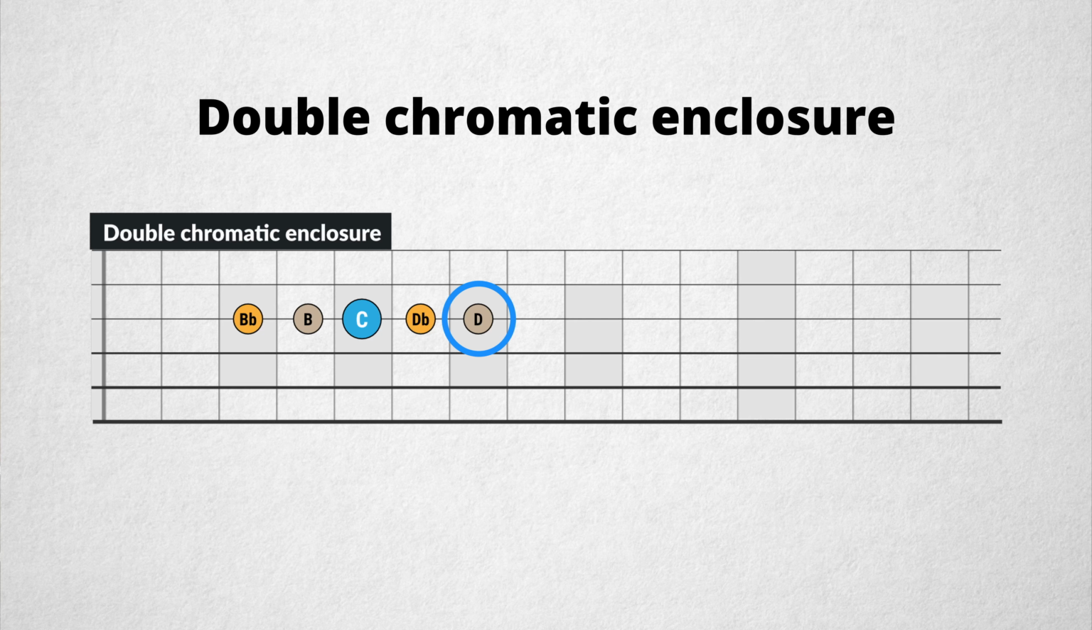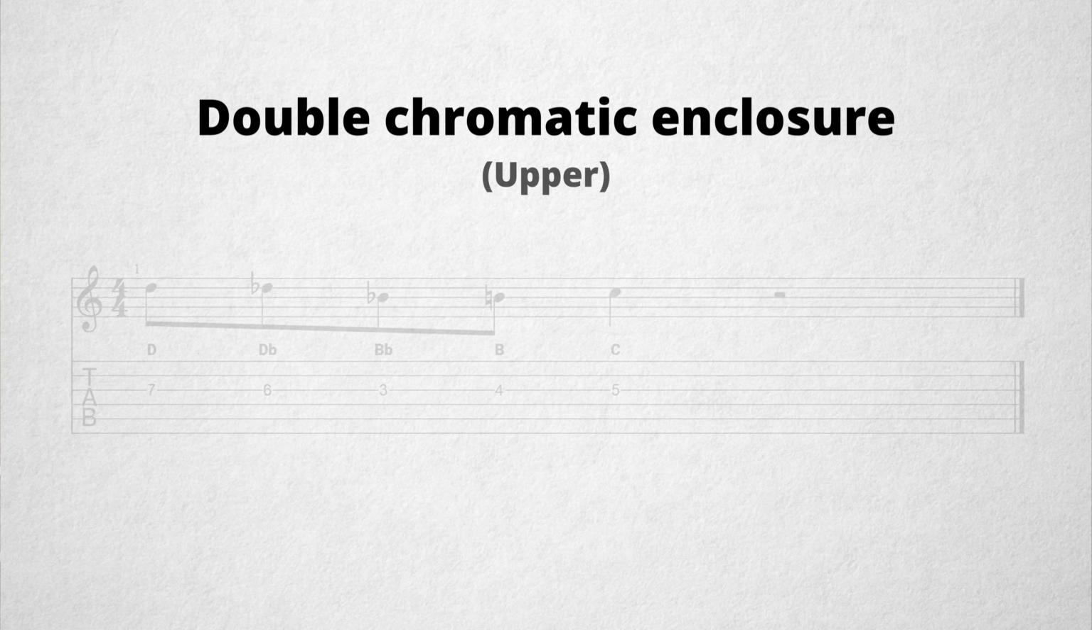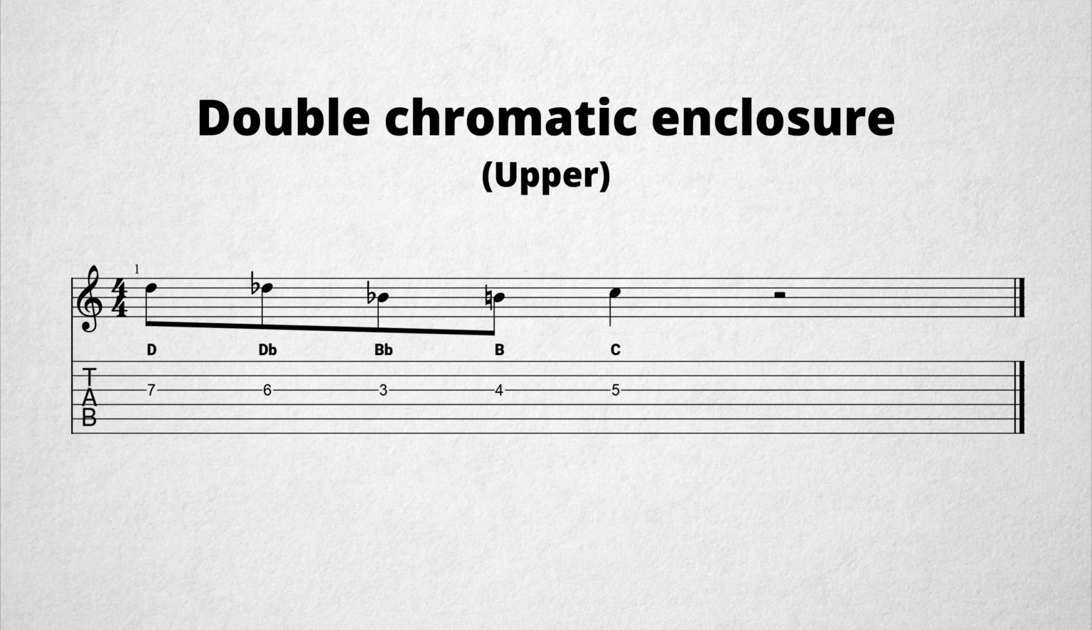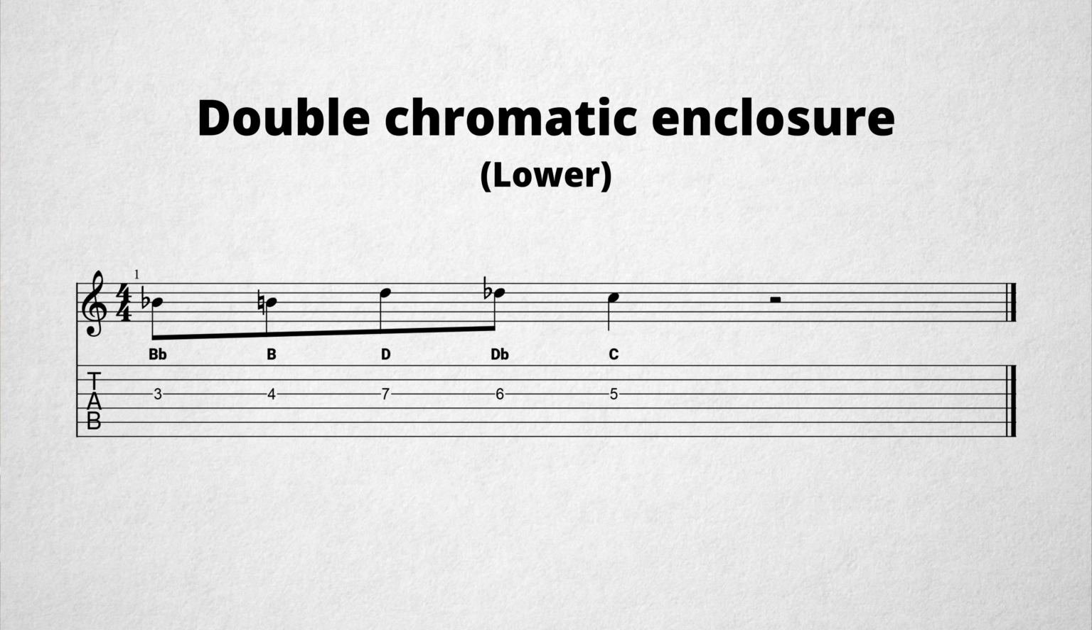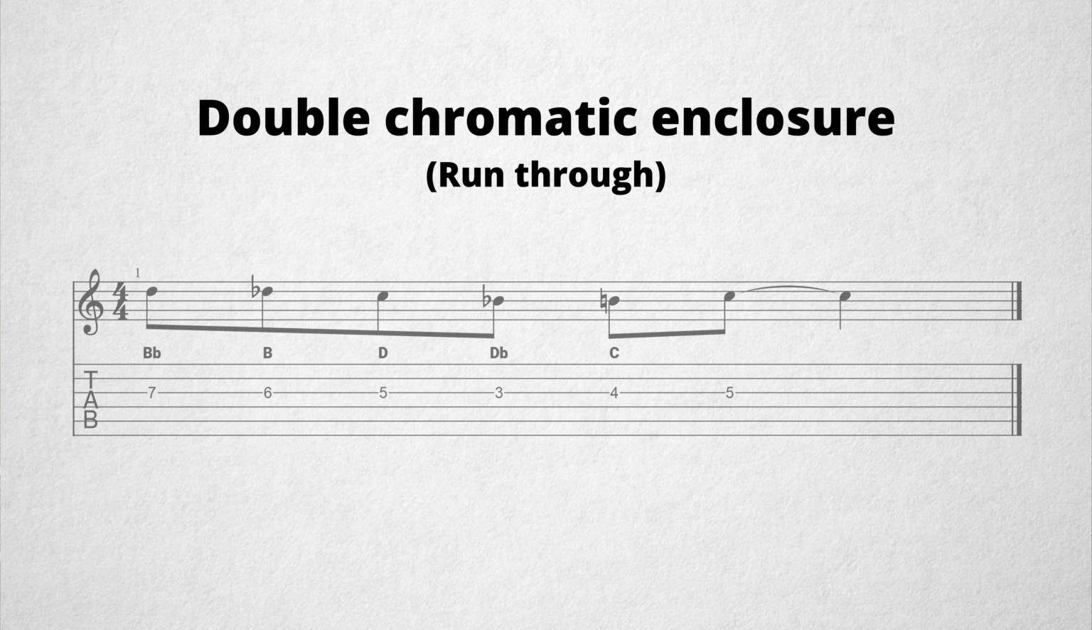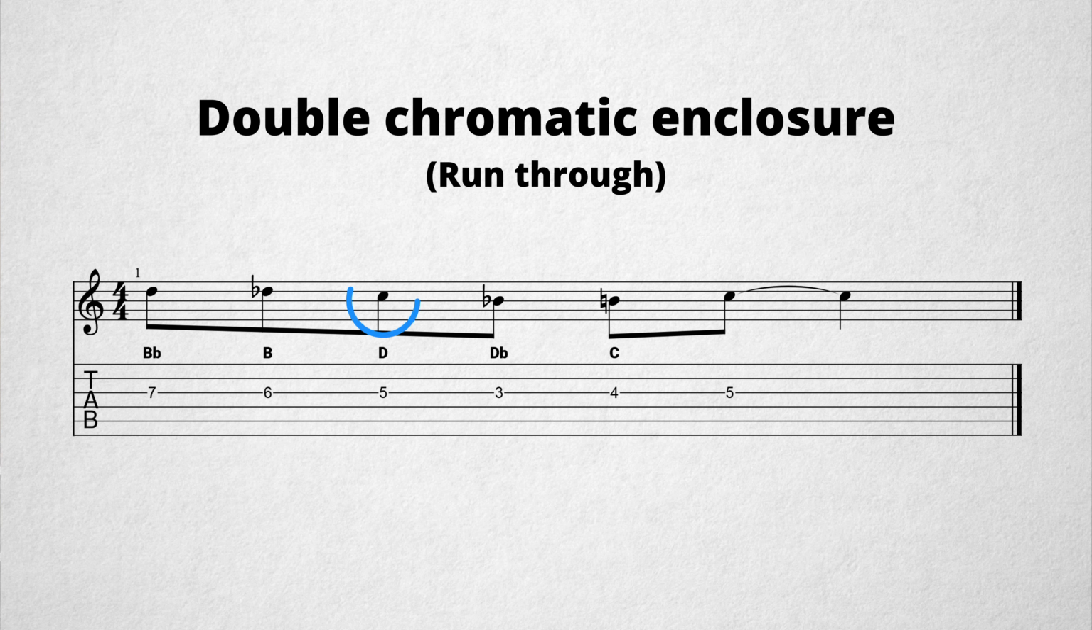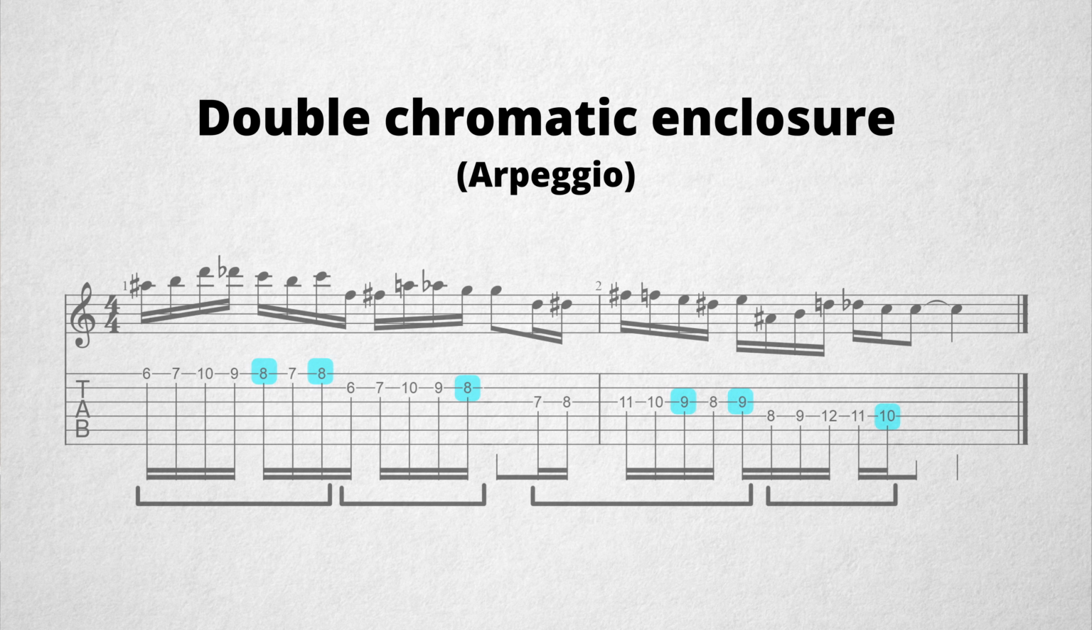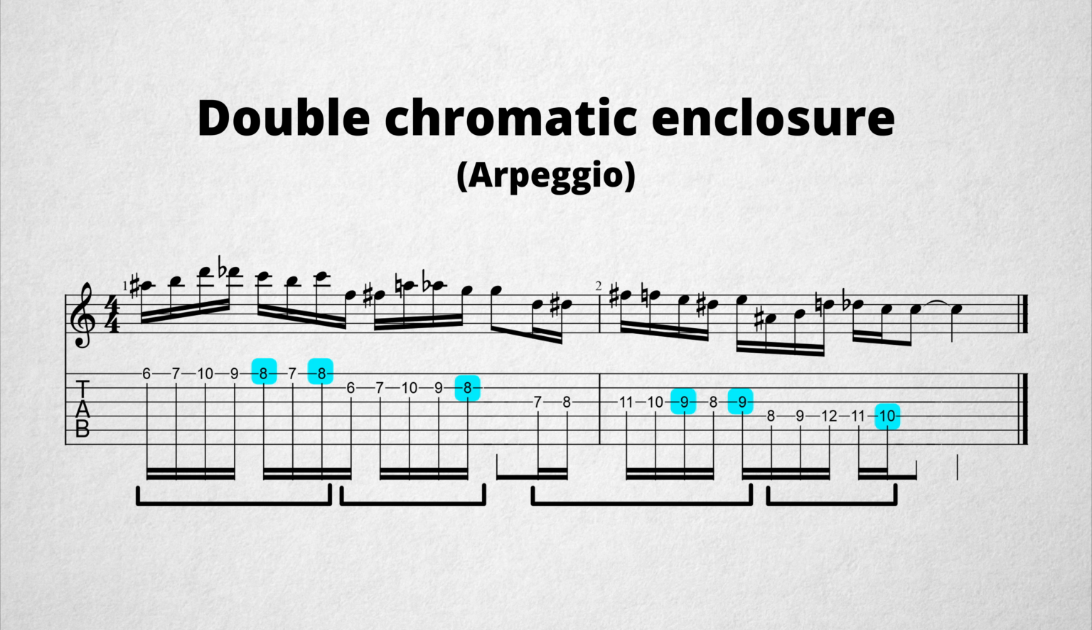Now we could start on the highest note, and this makes it an upper enclosure. We can also start on the lowest note, which makes it a lower enclosure. And we can play it as a run-through where we play through the target note within the enclosure, so we hear the target note twice. Applied to an arpeggio, it sounds like this.